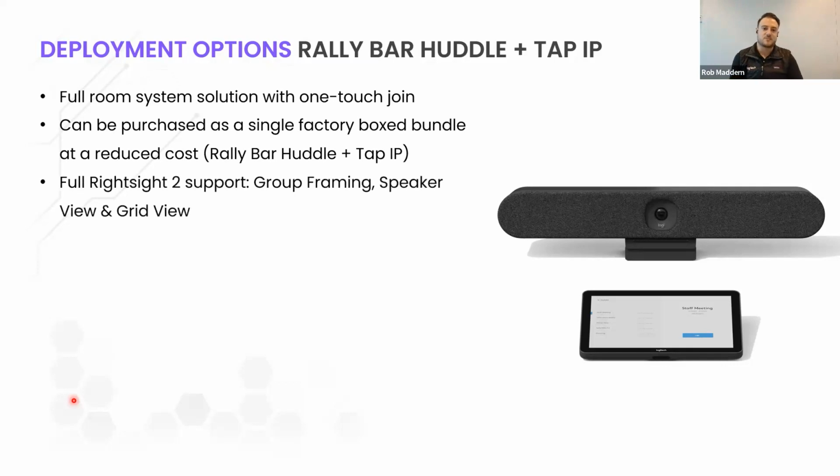It has full RightSight support. That means group framing, speaker view, and grid view. And personally, I think grid view is kind of the big game changer, right? For those huddle spaces, especially where people aren't going to be sitting in front of each other too much, the fact that we can frame people up and get a nice focused grid view of each of the participants really improves what we talk about as meeting room equity, right? It blurs those lines between, is there a disadvantage or an advantage to being at my desk versus being in a meeting room?